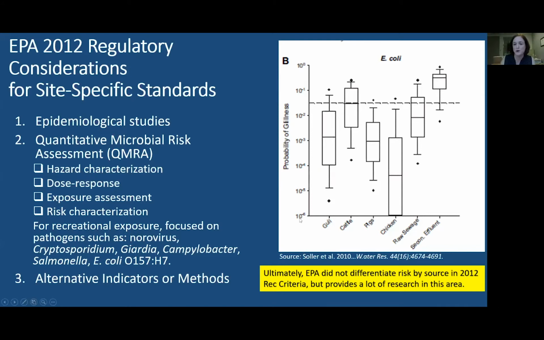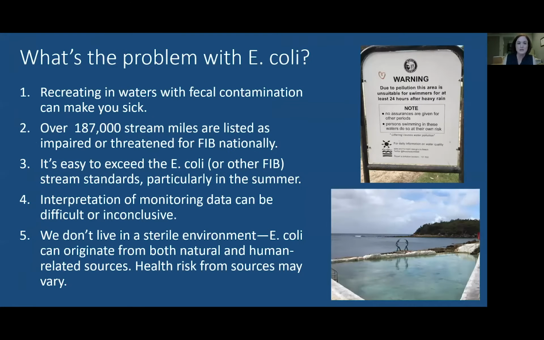This graph over here on the right, you've probably seen in many presentations on this topic, but the bottom line here is that some of the QMRA work that was done at the time that EPA was developing these 2012 criteria showed that risks from sources like gulls and chickens, basically birds, have lower human health risk than sources like human sanitary sources and cattle. So that's kind of the big picture background.